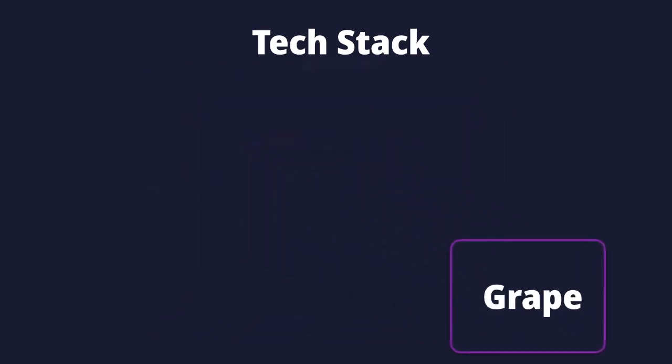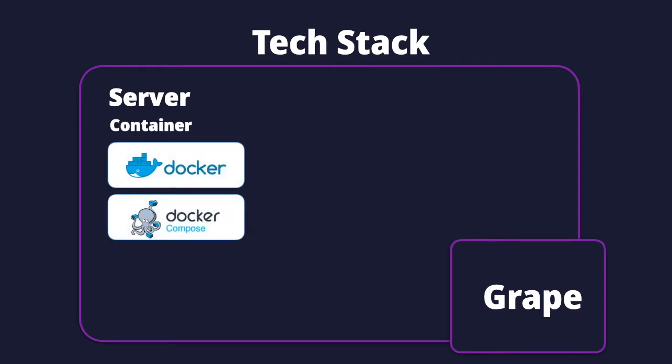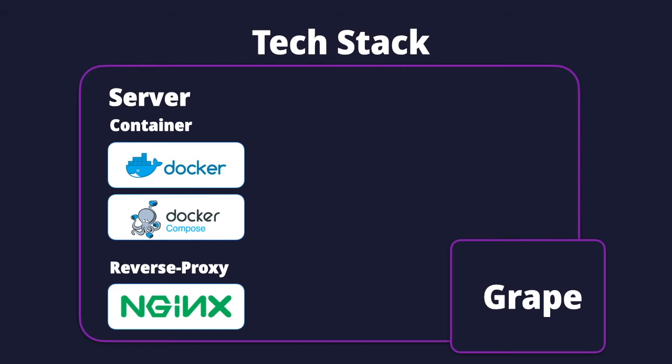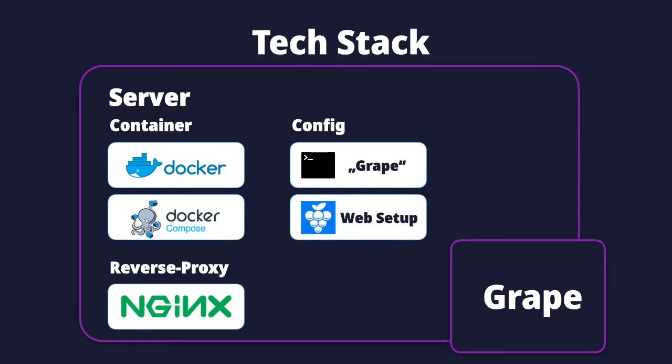When you install Grape on the server, all parts of Grape are containerized with Docker and Docker Compose. We'll also get into more details a little bit later. We use Nginx as our reverse proxy, so you don't need to bring your own. And to configure Grape, there's a Grape command, but most stuff can be done inside a web-based setup interface that we call web setup.